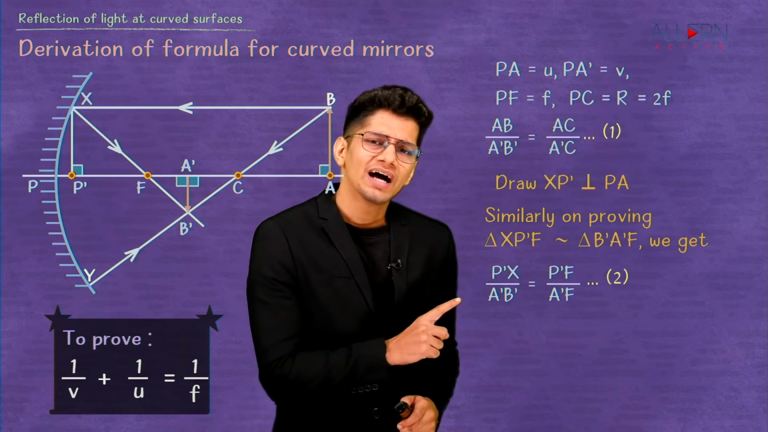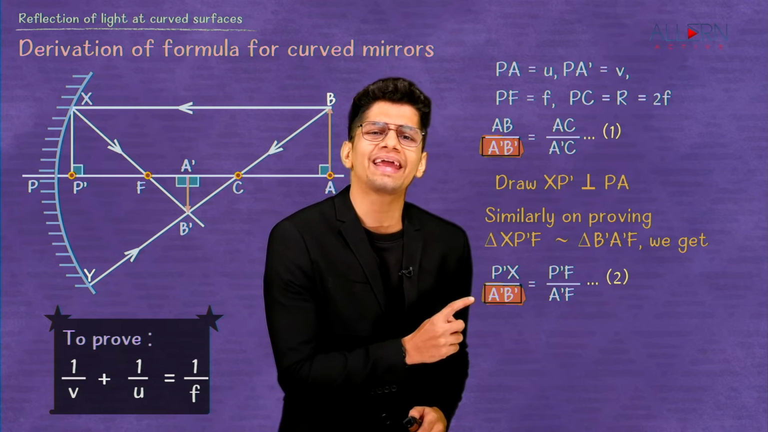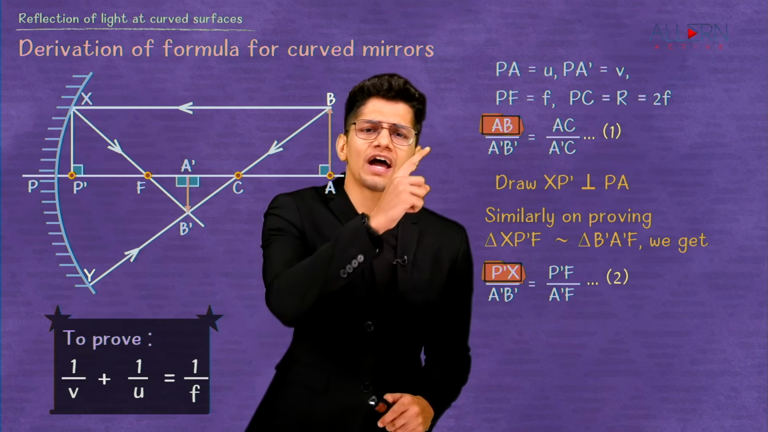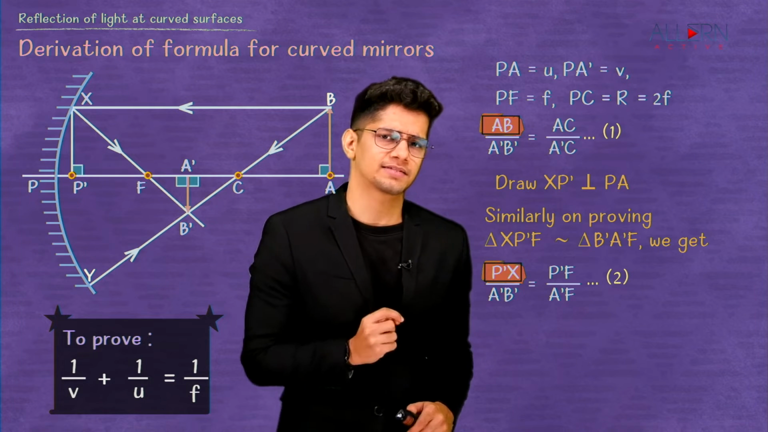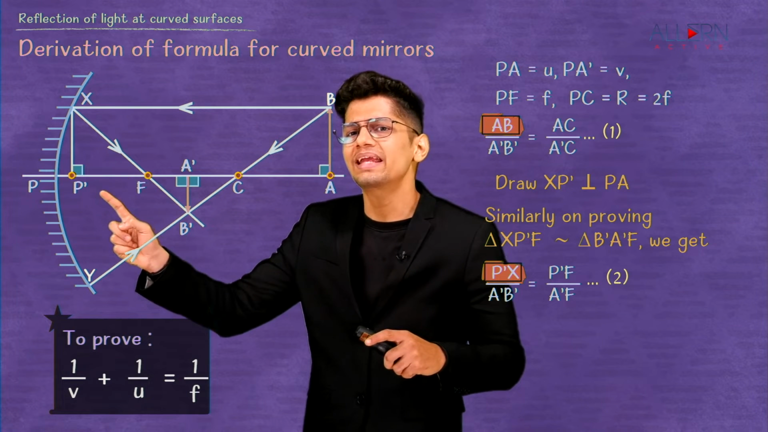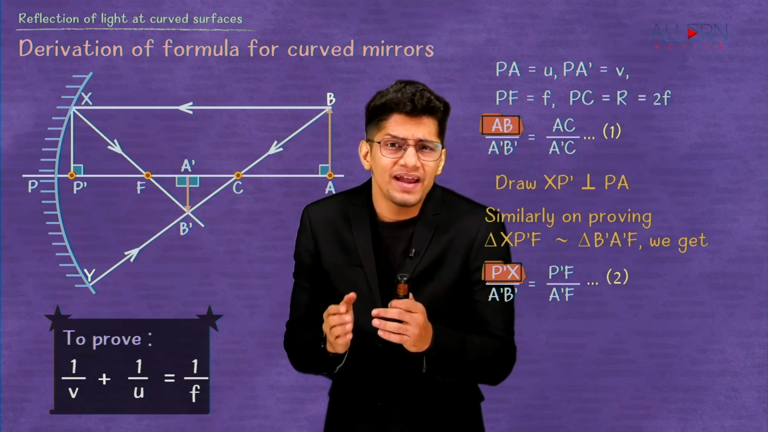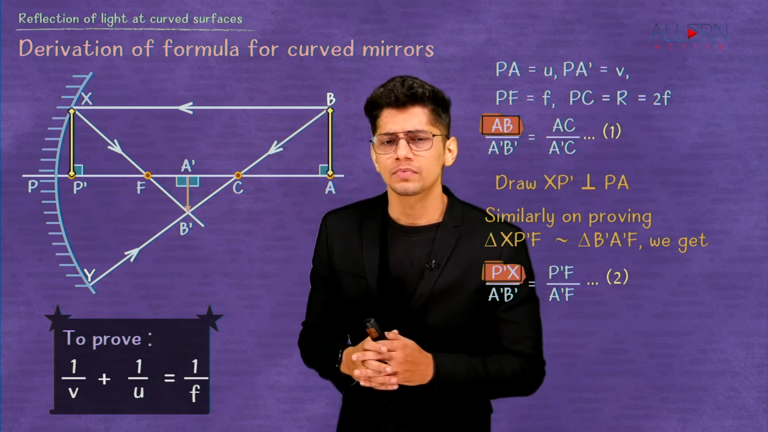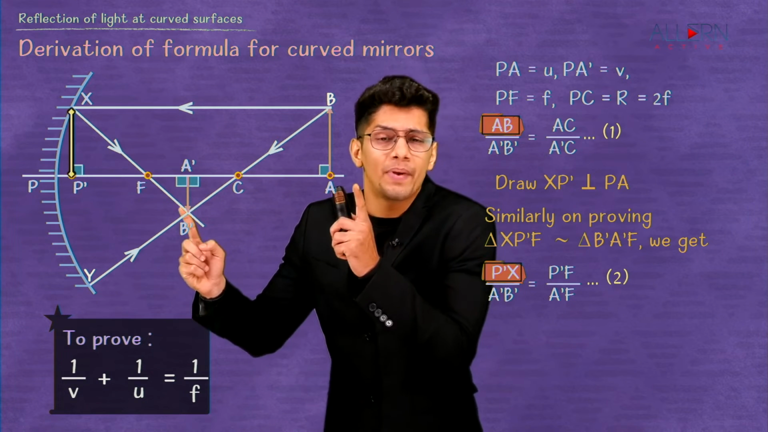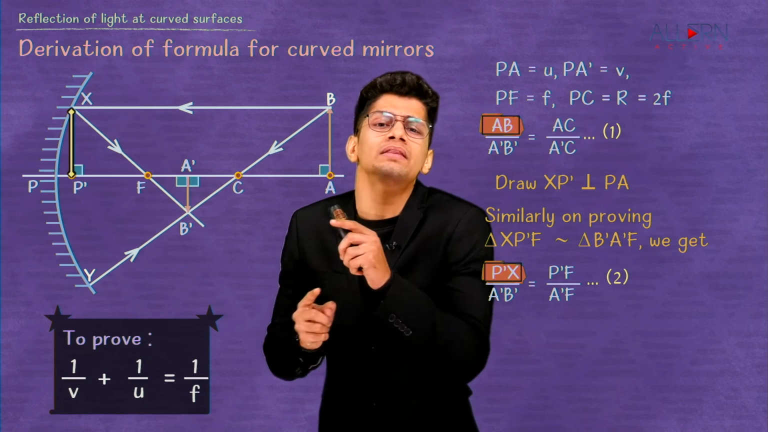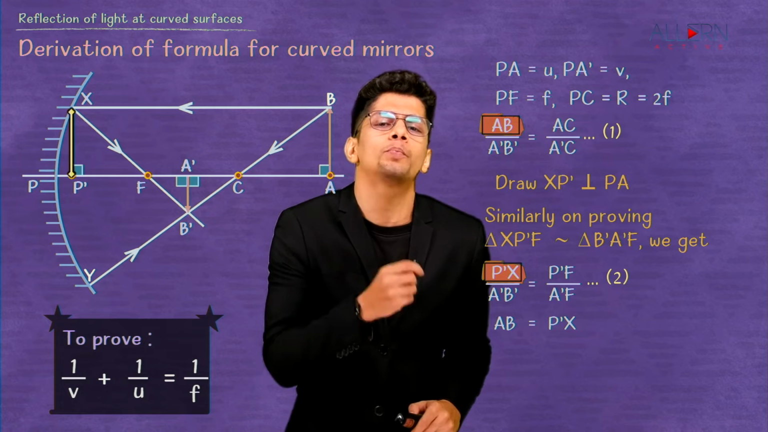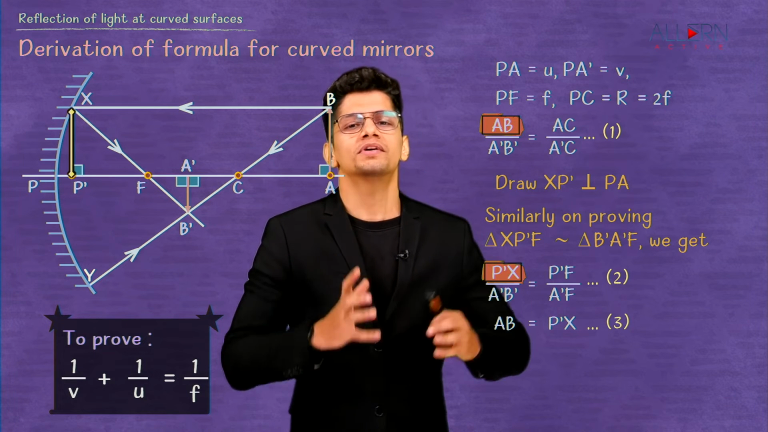If you see properly, on the left hand side in the denominator we have A dash B dash and A dash B dash. If you look in the numerator, we have AB and P dash X. Let's see that in the diagram. We have AB and P dash X, right? Can we find a relation between these two? If you see properly, they are of the same height because they both are perpendicular and they both are between the same set of parallel lines. So which means that AB is equal to P dash X, which is equation number 3.